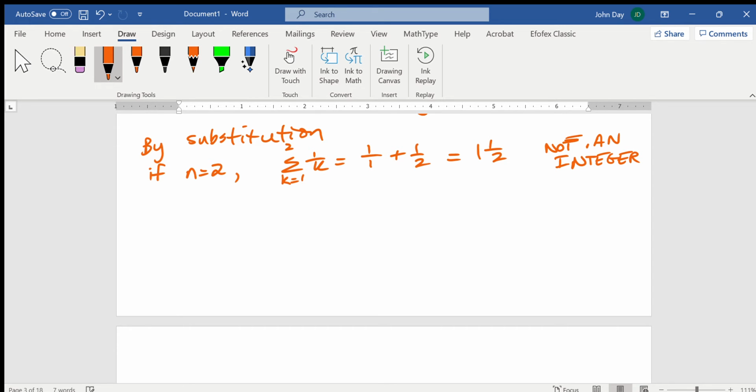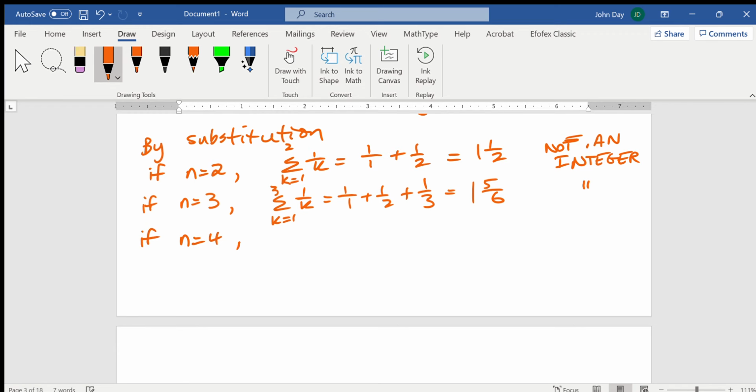All right, so that's great. What about if n equals 3? Well, we've got the sum from k equals 1 to 3 of 1 on k, which is 1 on 1 plus 1 on 2 plus 1 on 3. That comes to 1 and 5/6. Once again, it's not an integer. And what about if n equals 4? Because I've done 5. If n equals 4, you've got the sum from k equals 1 to 4 of 1 on k, which is 1 on 1 plus 1 on 2 plus 1 on 3 plus 1 on 4. That is equal to 2 and a 12th. Once again, not an integer.